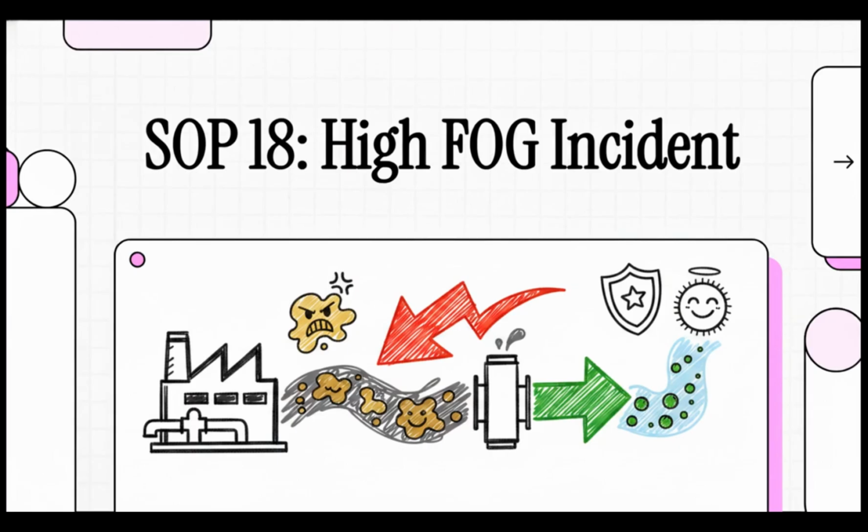Welcome, brothers. Listen closely because we've got a critical situation on our hands today, and what we're discussing is literally about the survival of our plant. We're breaking down standard operating procedure number 18, defeating high fog inlet concentrations.